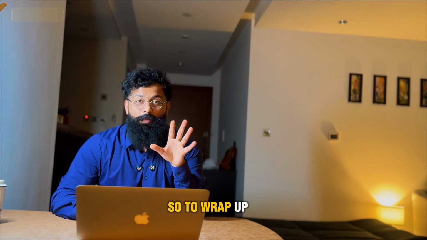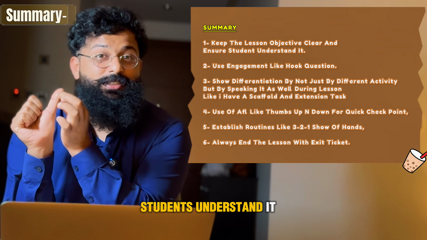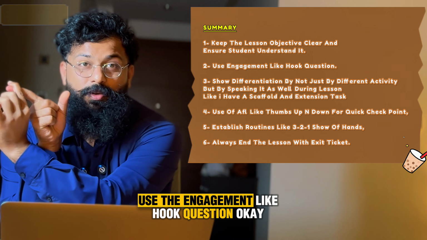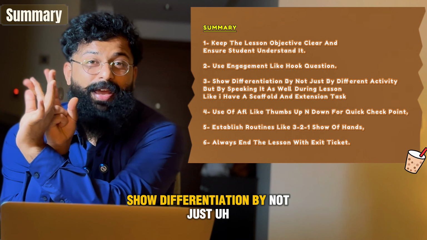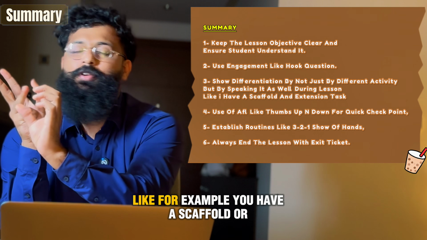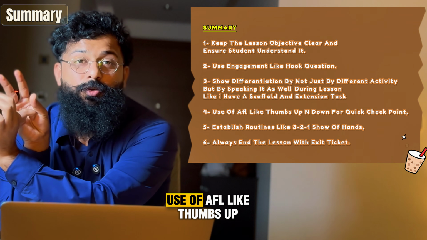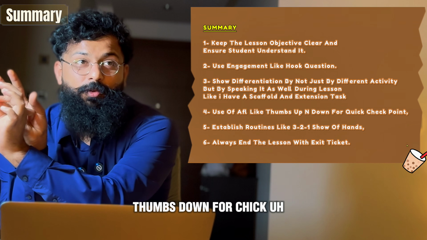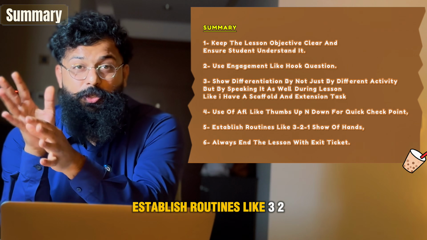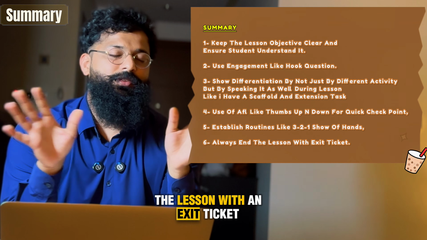So to wrap up, keep the lesson objective clear and ensure that students understand it. Use engagement like a hook, okay? Show differentiation not just by different activity, but also by speaking, like for example, you have a scaffold or you have an extension task. Use AFL like thumbs up, thumbs down for a quick checkpoint, okay? Establish routines like 3, 2, 1, show of hands. And always end the lesson with an exit ticket.